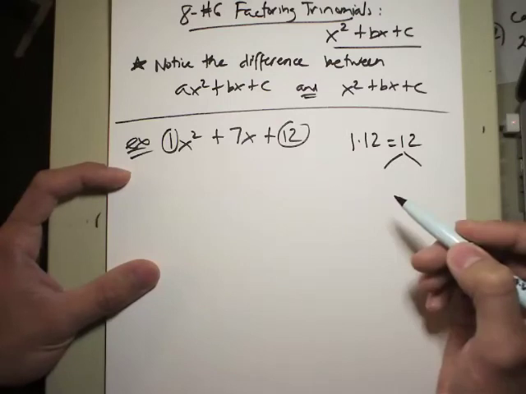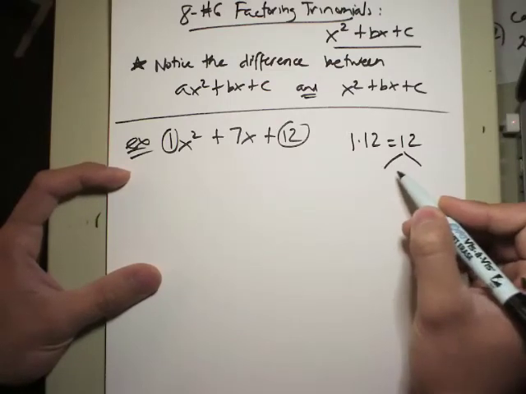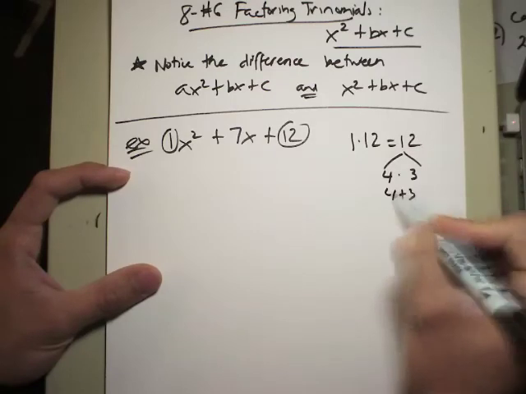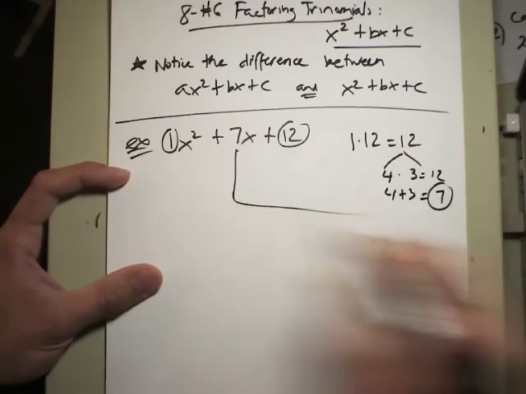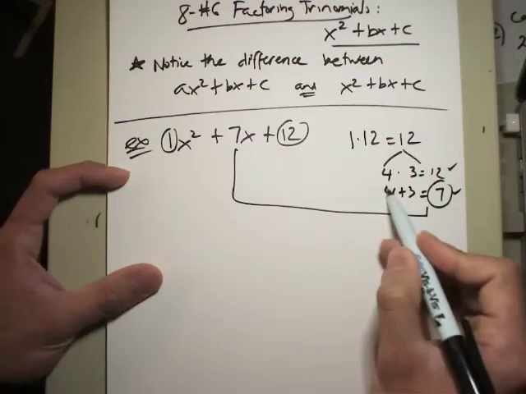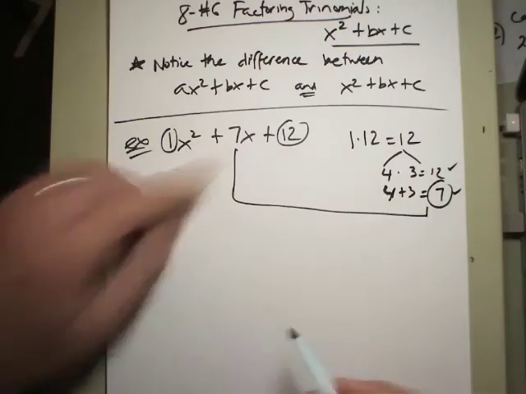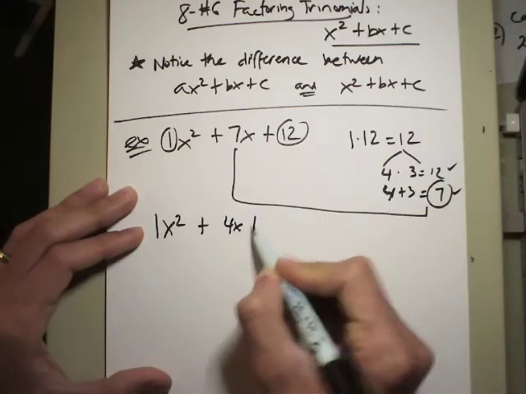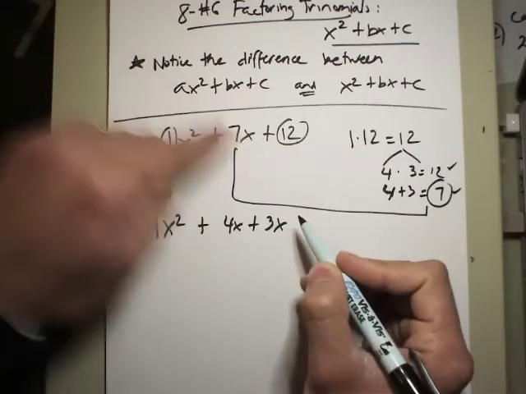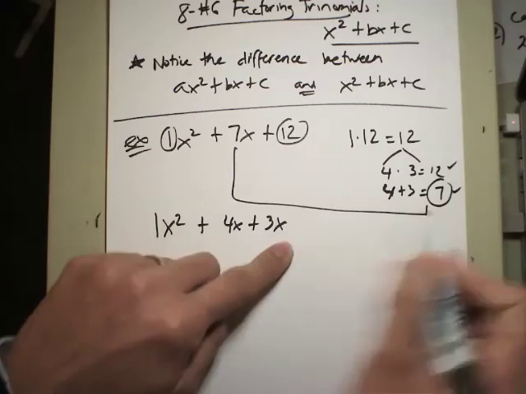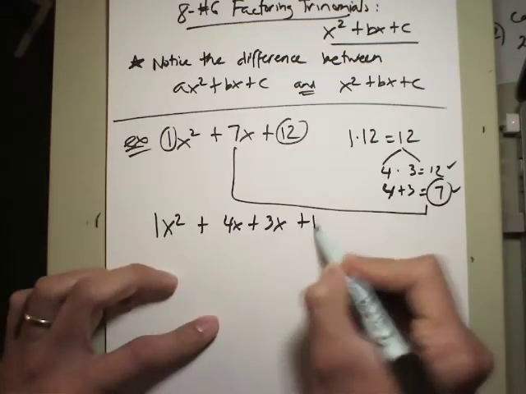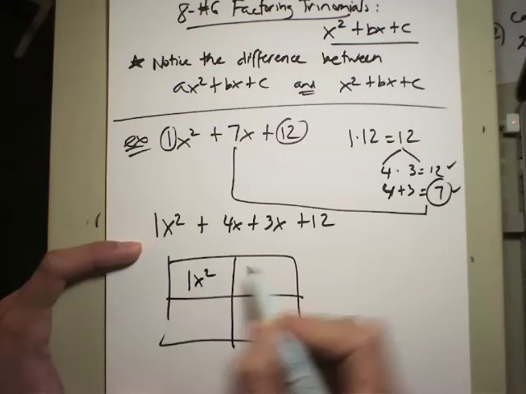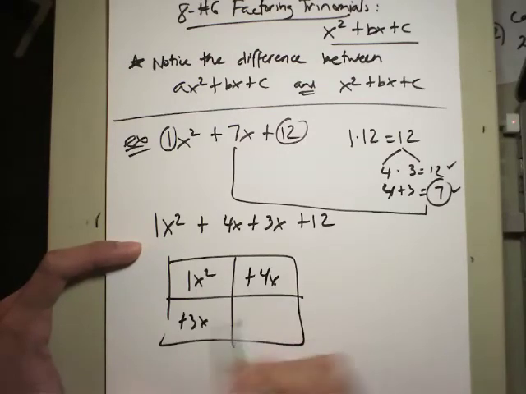Think of it in your head. The only two factors that give me 12 when I multiply are 4 times 3, and when I add them together, I get 7. You see it? That's what I want. So these are checked off, which means I can use 4 and 3 to replace my middle term. When I rewrite this, it's going to be 1x squared plus 4x plus 3x. Don't forget, I'm rewriting the middle term, so I have to manually add an x myself. Plus 12, and of course I can set up my 2 by 2 box, filling in x squared plus 4x plus 3x plus 12.